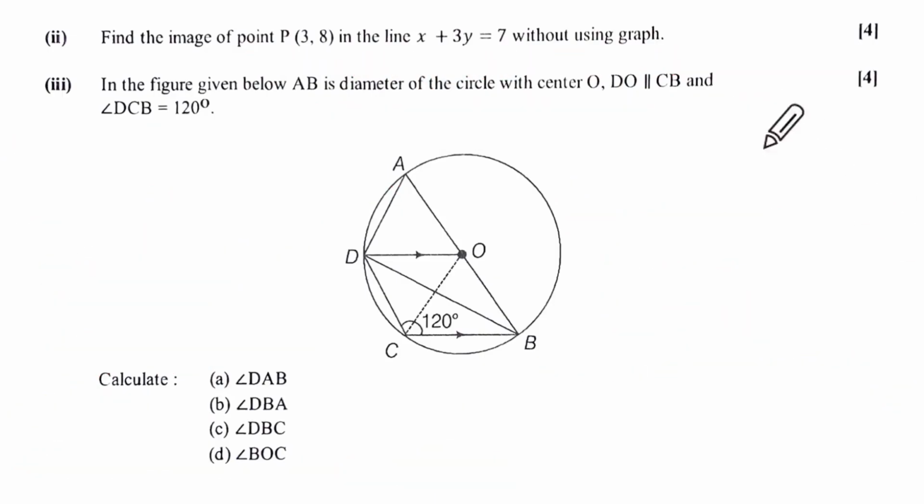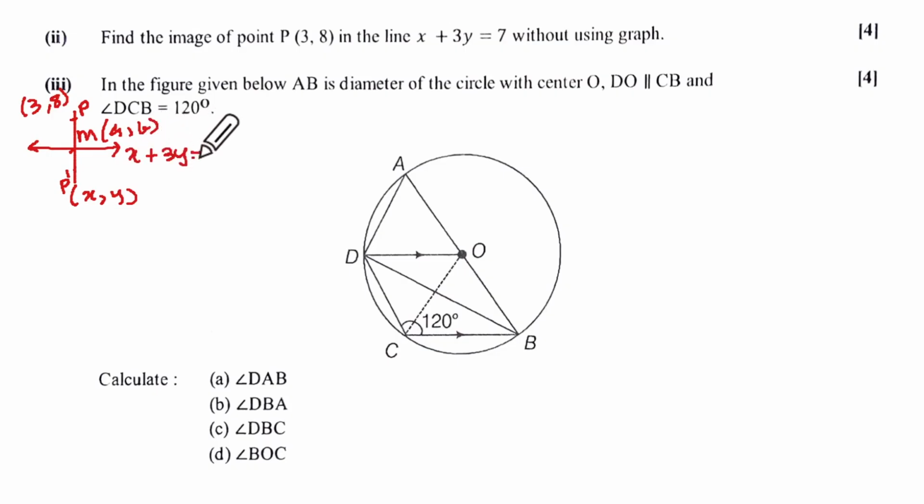Okay, so far, what we have said: this is your P P dash, and this is your M, and M is a comma b, and P dash is x comma y, and this is 3 comma 8, and this line is x plus 3y equal to 7. You're with me? And P P dash, what is the equation of this line? 3x minus y minus 1 equals 0.